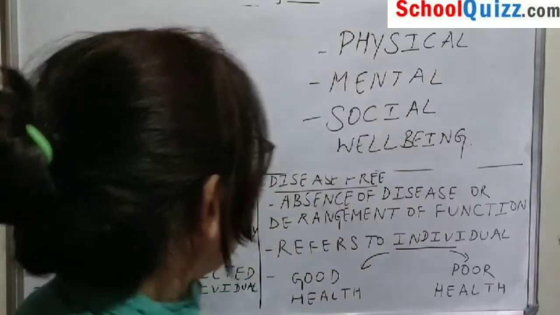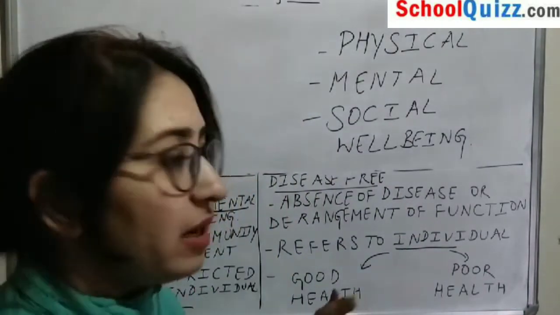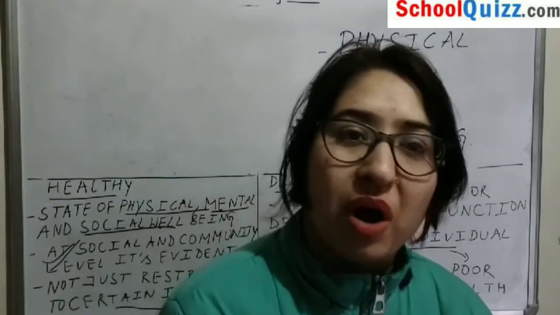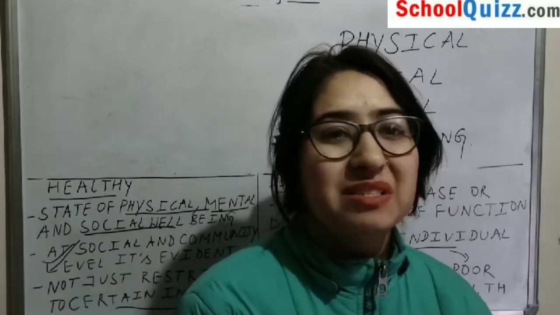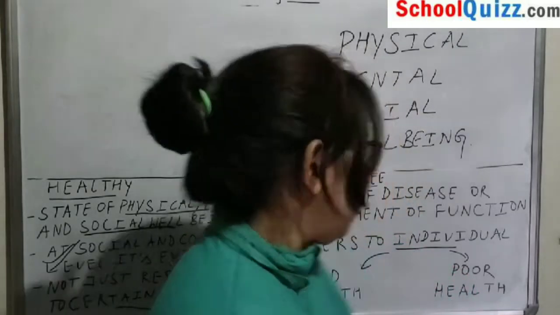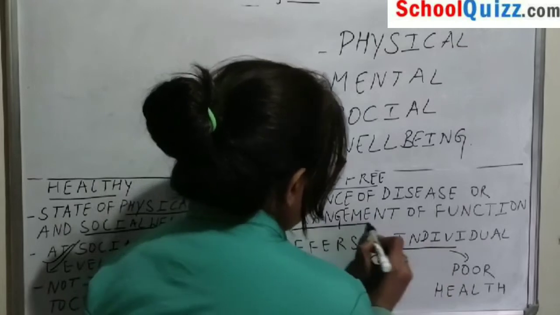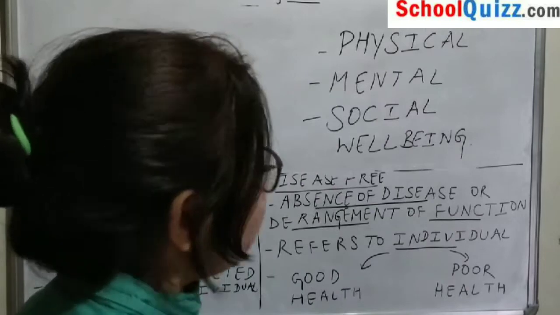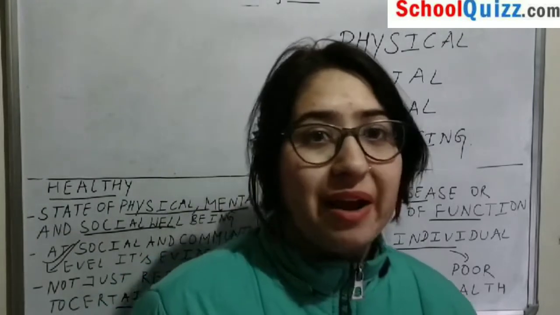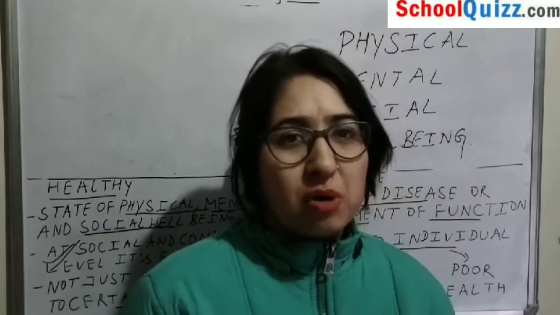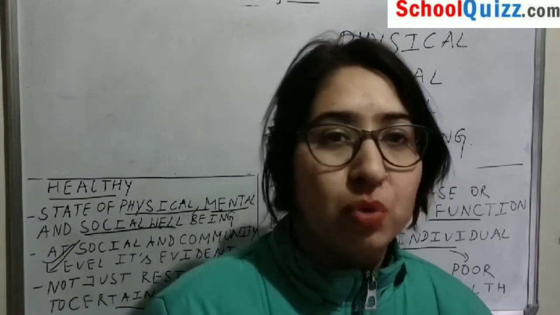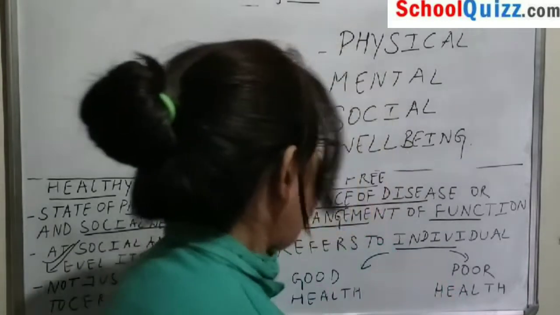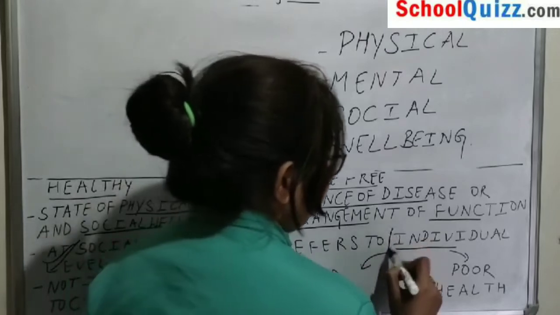And when we talk about a disease-free condition, it is a condition in which there is an absence of disease, meaning you are not having any disease in your body. Nothing physical is wrong in your body, or there is no disorder of function, meaning the functioning is also proper, and there is no disease in the body. At that time you can say you are disease free. But at that time you are mainly talking about your physical health only. We don't know about the social status of the person, or how mentally the person is feeling. It basically refers to the individual only.